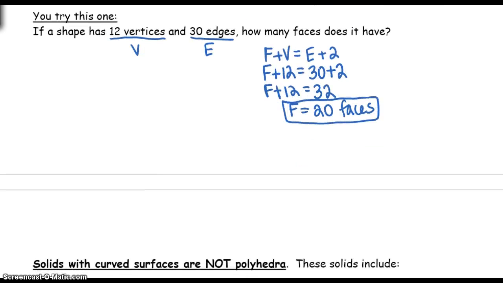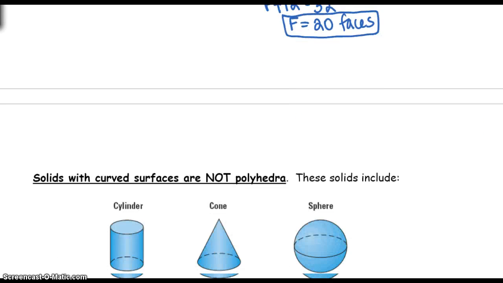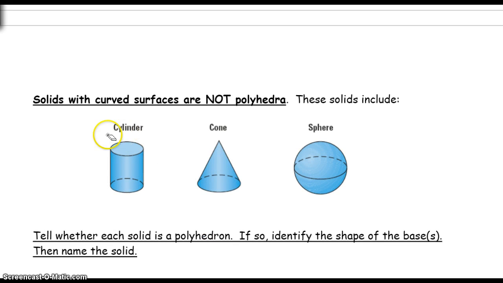I'm going to move it down. Let's talk about what are not polyhedra. So solids with curved surfaces are not polyhedra. So the cylinder, notice the curve, the cone, notice the curve, the sphere, notice the curve. They're not polyhedra. Now they are solids, but they're not polyhedra, okay?